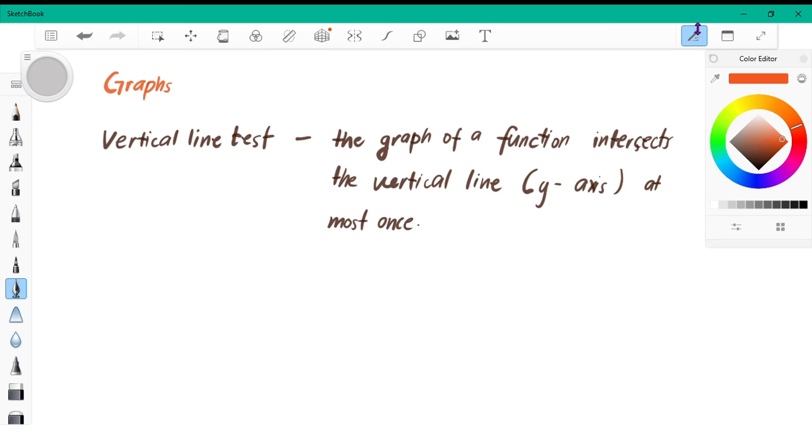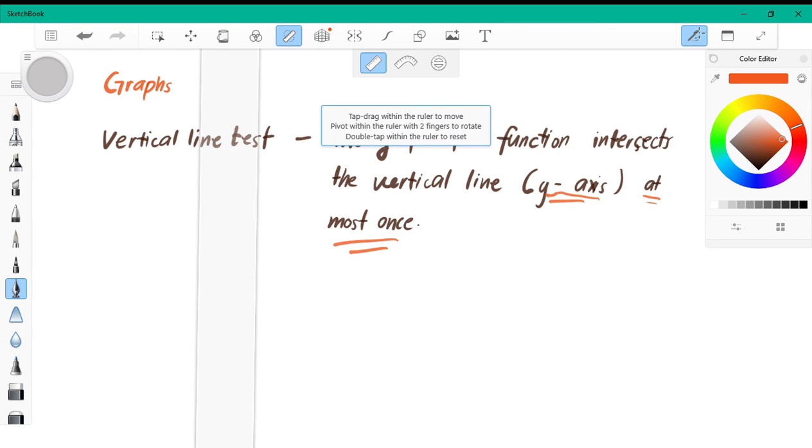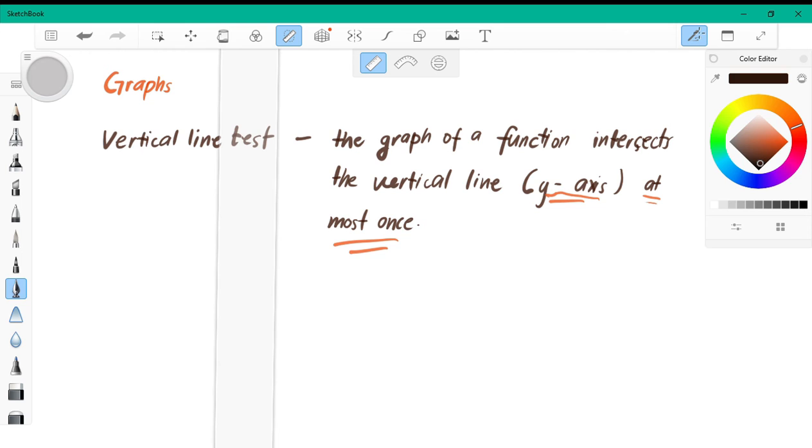So identifying functions and non-functions through graphs. To identify if a given relation is a function or not, for graphs, we use the vertical line test. It states that the graph of a function intersects the vertical line, or the y-axis, at most once. So a graph is a function if it may or may not intersect the vertical line, but if it intersects the vertical line or the y-axis, it should only intersect once.